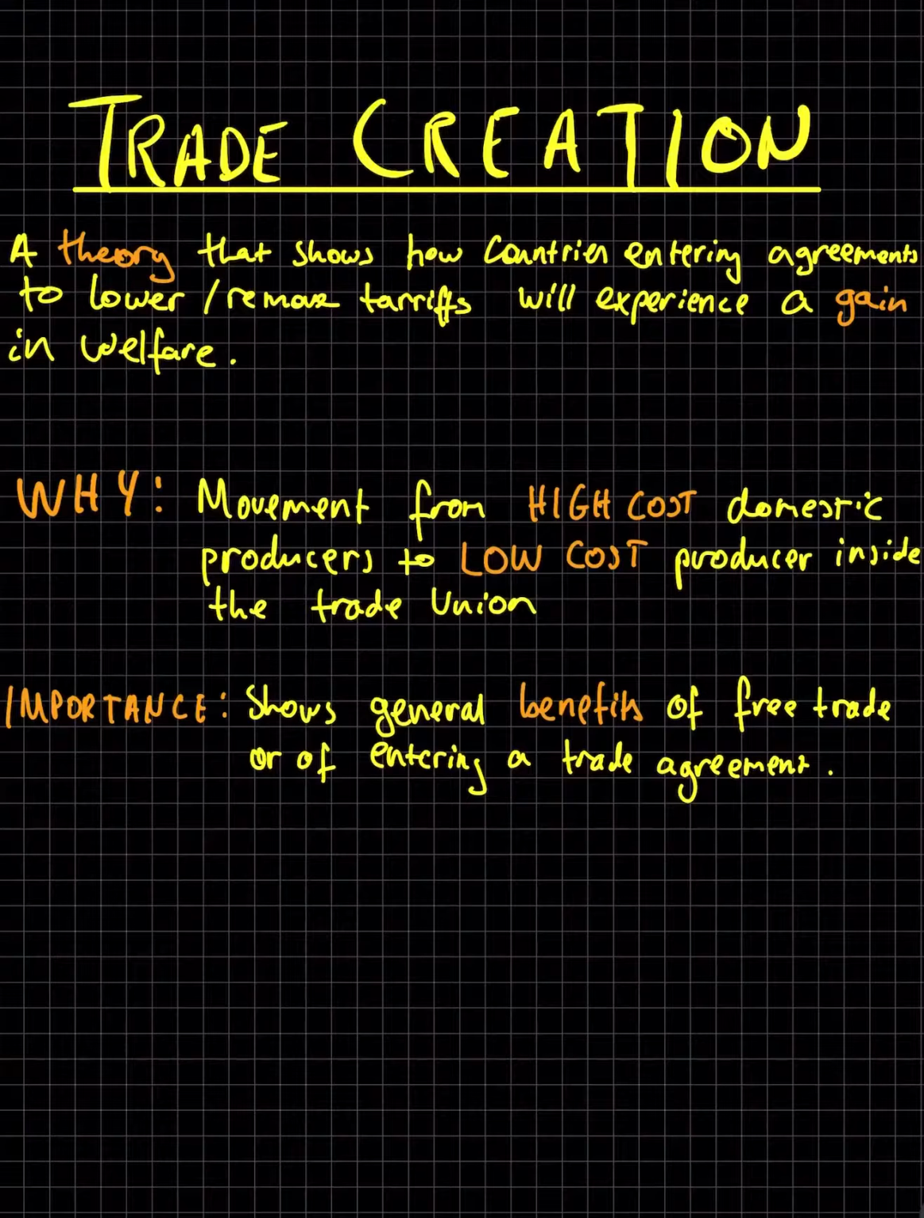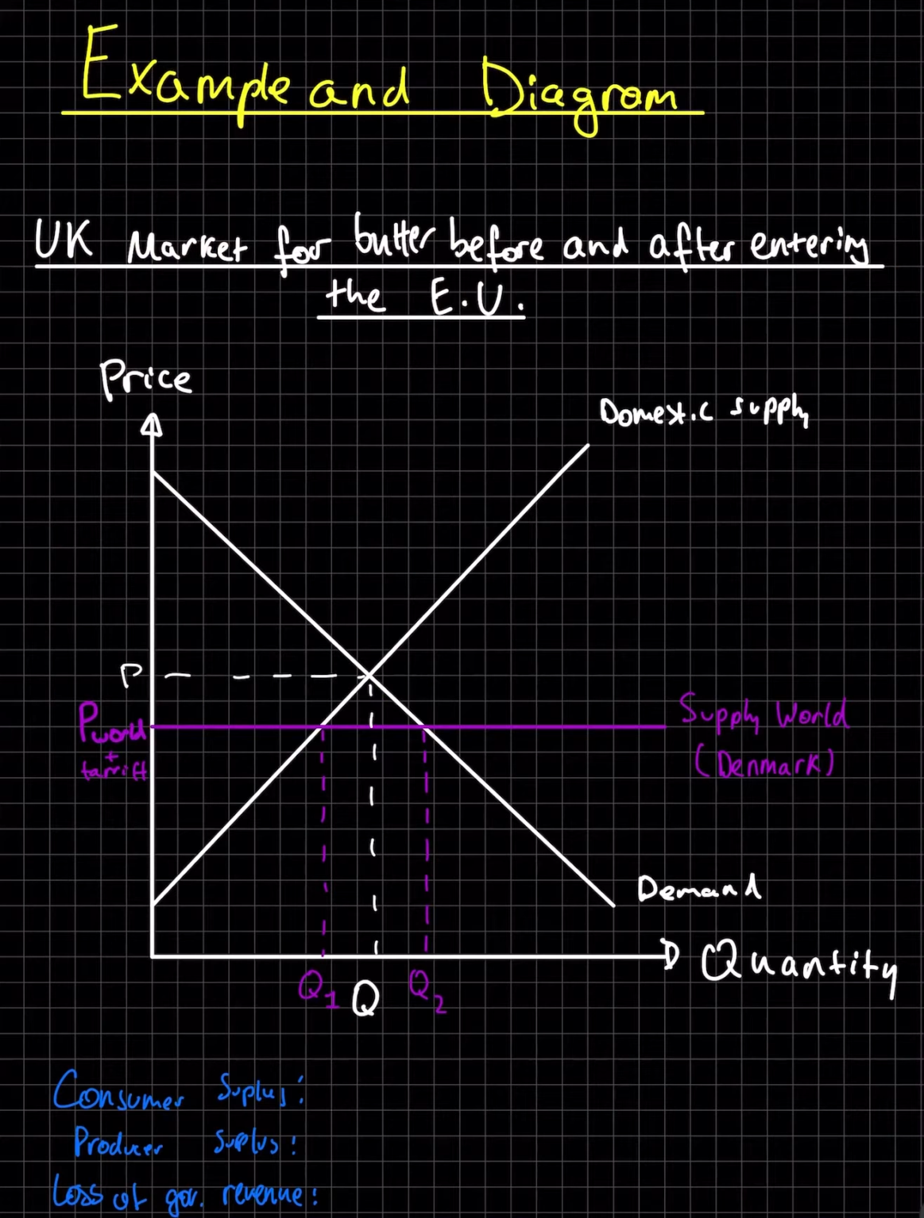Trade creation is a theory that shows how countries entering agreements to lower or remove tariffs, for example, a free trade area, will experience a gain in welfare. Why does this happen? Because the countries in question are moving from a high-cost domestic producer to a low-cost producer inside the trade union. This is important for you to know because it shows some benefits of free trade and, more importantly, the benefits of entering a trade agreement for a country, which is quite common in an exam. So let's hop into an example and diagram.